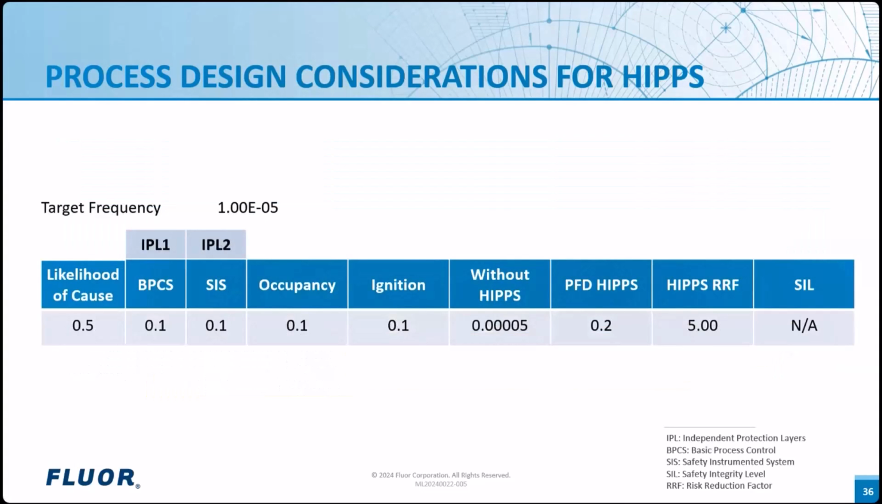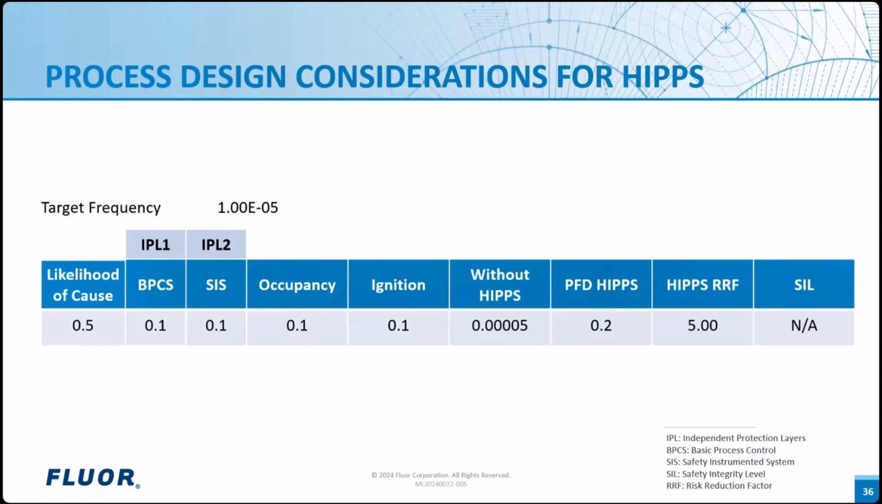Let's begin by considering a hypothetical LOPA example. By crediting a probability of failure of 0.1 for a BPCS action, an SIS action, occupancy, and ignition, with an acceptable target frequency of 10 to the minus 5, we can see that the HIPPS reliability has been rapidly degraded to a non-SIL rated system.